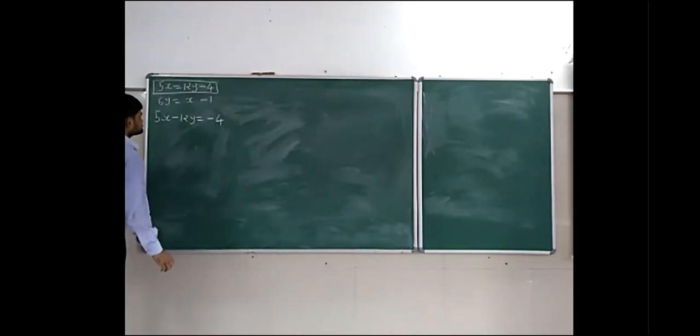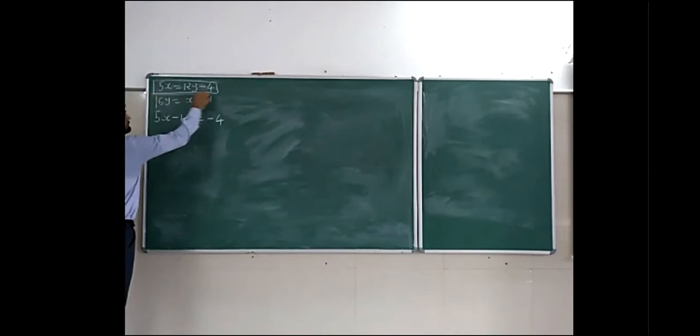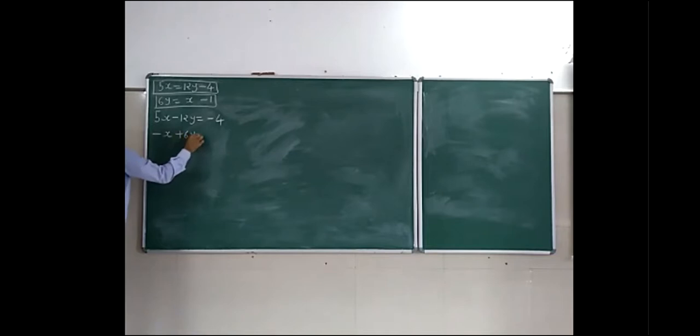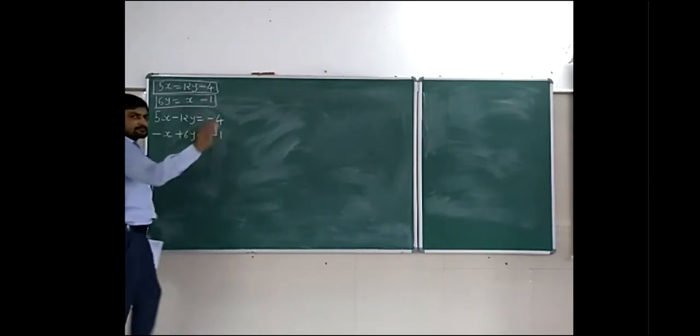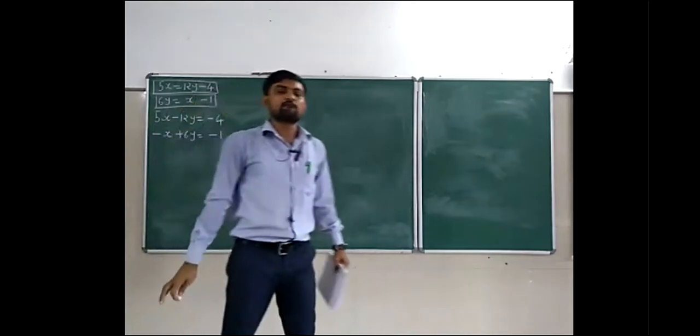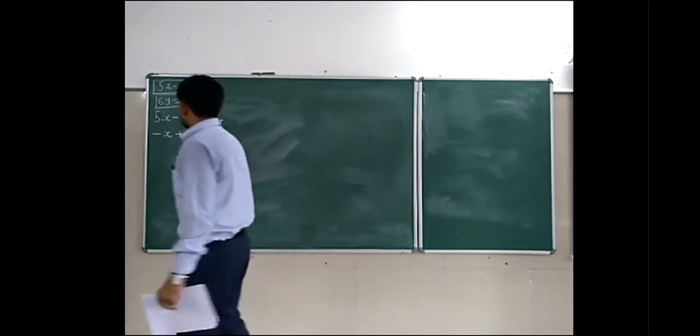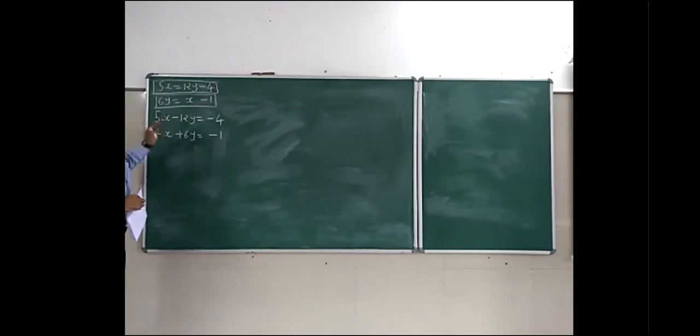Then again, in the second equation, transfer x. So x becomes minus x, and then we'll write plus 6y. It is there on the left hand side. So please write down plus 6y and minus 1 as it is. Don't change the place of minus 1. Mind well again, first we always have to write x, then y, so it will be easy to understand for you. So this is the transformation of the equation into the required form.